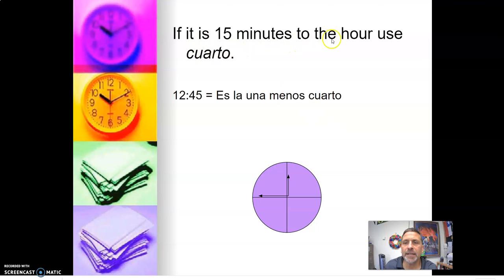If it's 15 minutes to the hour, use cuarto. So let's say that it is 12:45. Now, the menos that I use from the formula that I just showed you is minus. So I'm subtracting from the next hour up. Look at my big hand here. It's on the left-hand side of the screen. That means I'm going to subtract from the next hour up, which is 1. So it's es la una menos cuarto. It's 1 minus 15 minutes.